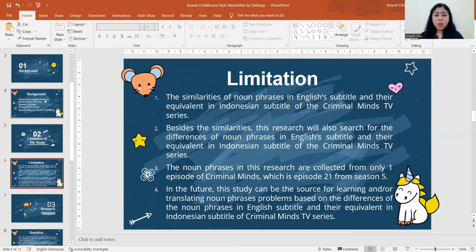And in the future, hopefully this study can be the source for learning and or translating noun phrases problems based on the differences of the noun phrases in English and their equivalent in Indonesian subtitles there, and based on the daily conversation and the criminal spectrum of Criminal Minds TV series.